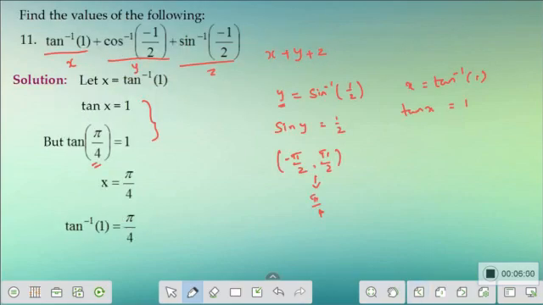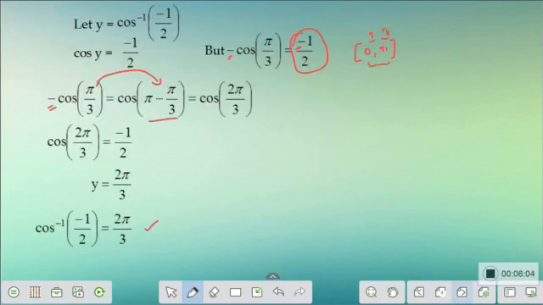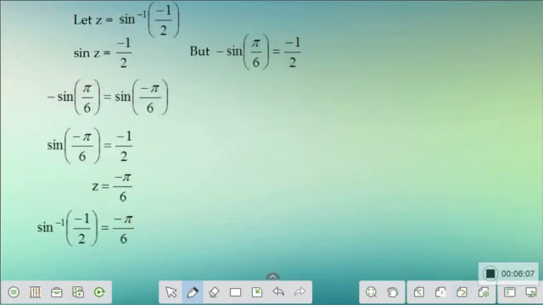Now the left out term is sine inverse of minus 1 by 2. As I've already told you, I'm going to give a letter z for this. So let z be equal to sine inverse of minus 1 by 2. This means that sine z is equal to minus 1 by 2. Now where do we have this negative value for sine? This 1 by 2 is nothing but sine 30 degrees, but we have a negative value. So this means that minus sine of pi by 6 gives us minus 1 by 2.